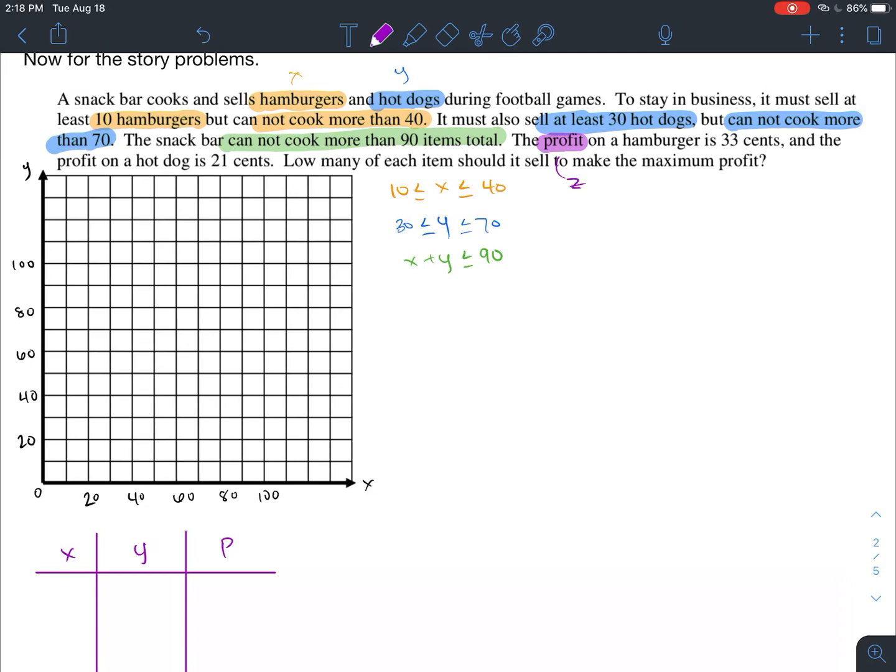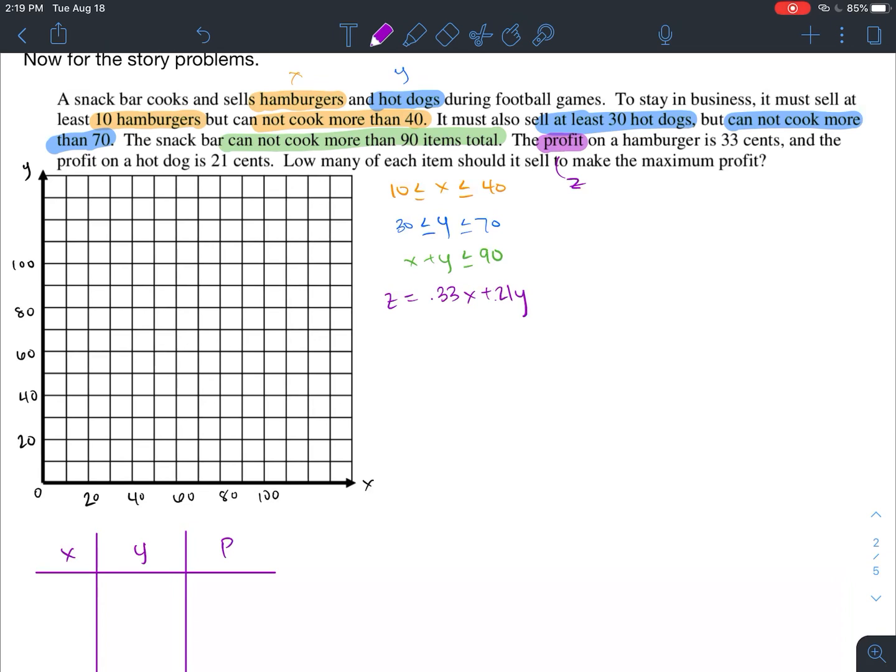So let's go ahead, we can make an equation from our profit. So we say Z is equal to, well, it says a hamburger is 33 cents. So Z being our profit is equal to 0.33x, because the profit of a hamburger is 33 cents, and the profit of a hot dog is 21 cents. So plus 0.21y. So there you go.